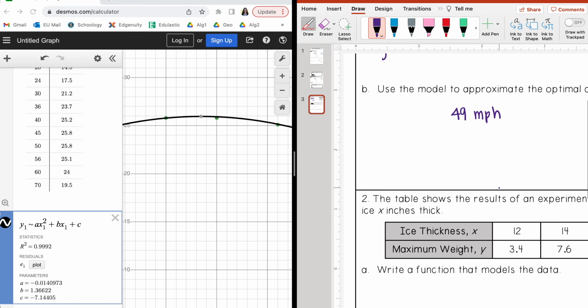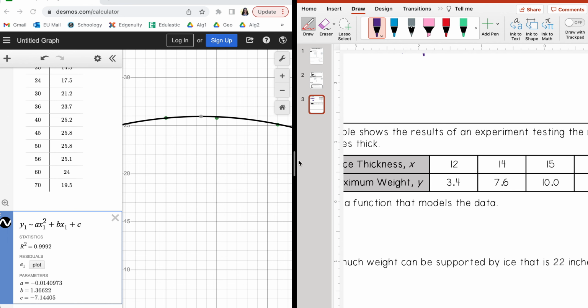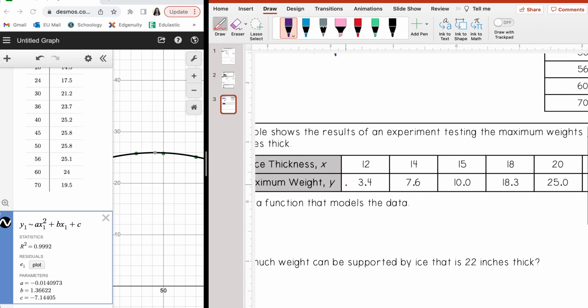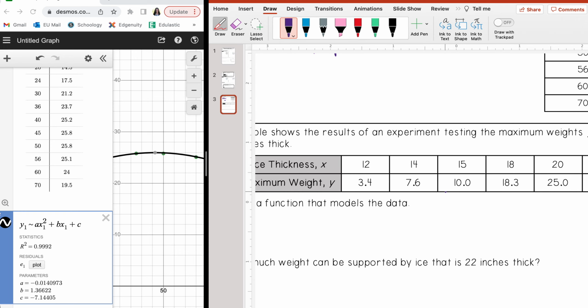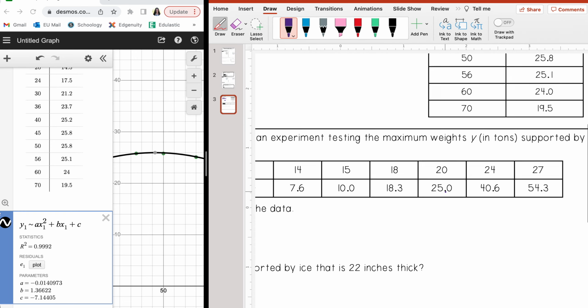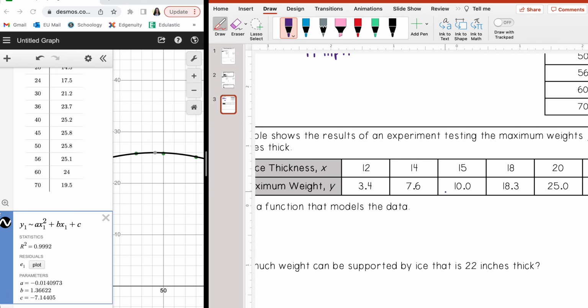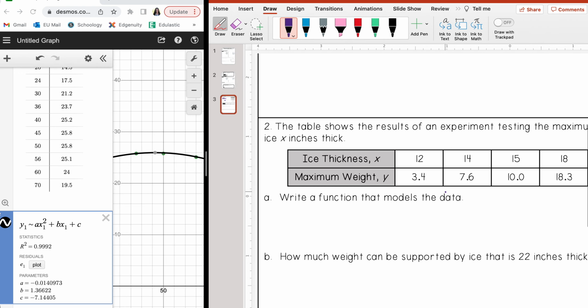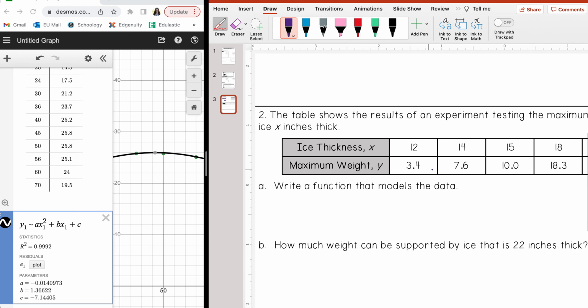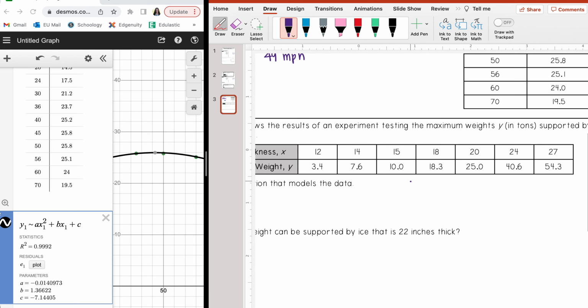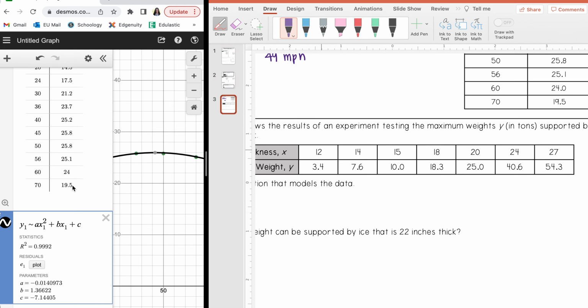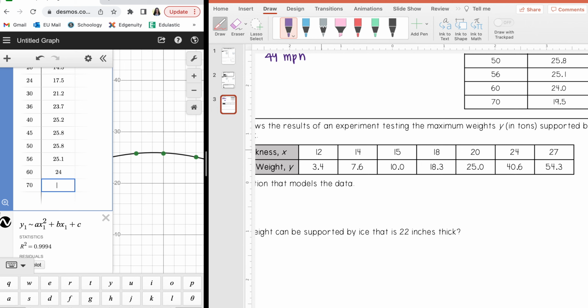Okay, let's look at this next one. This one says that the table shows the results of an experiment testing the maximum weights Y in tons supported by ice X inches thick. And so we get this table. My first step is to write a function that models the data. So I'm going to go ahead and type this function in. I'm going to clear out this table.